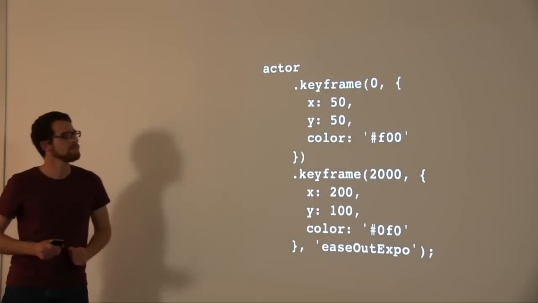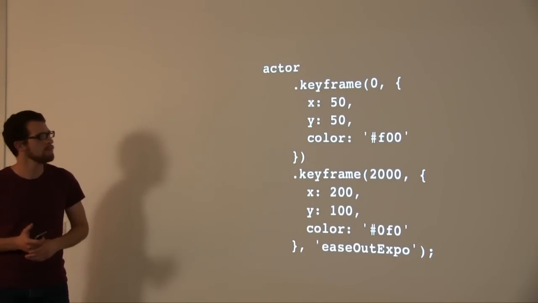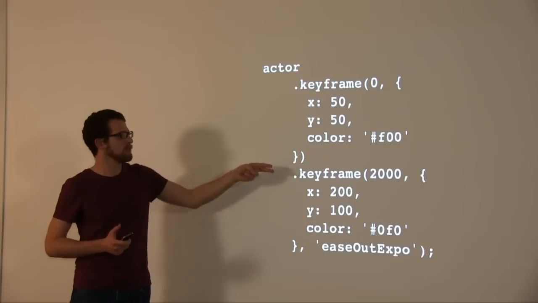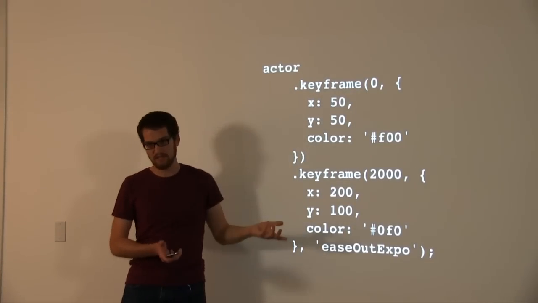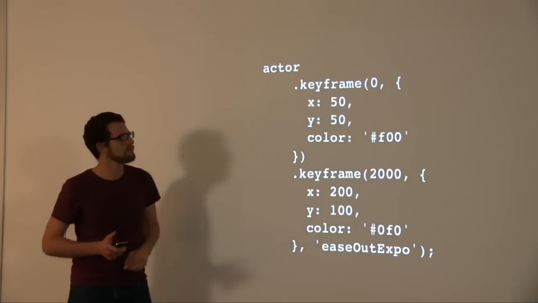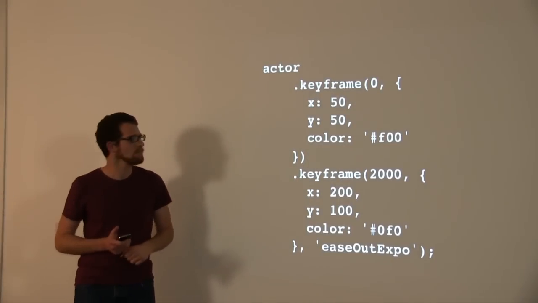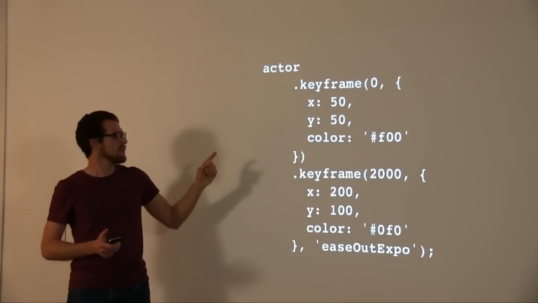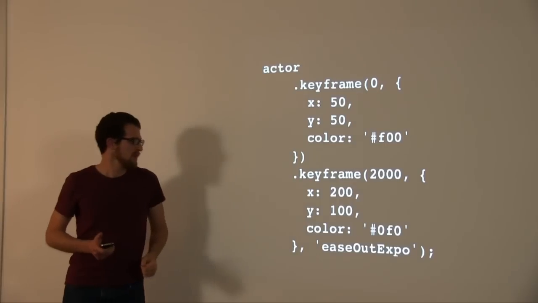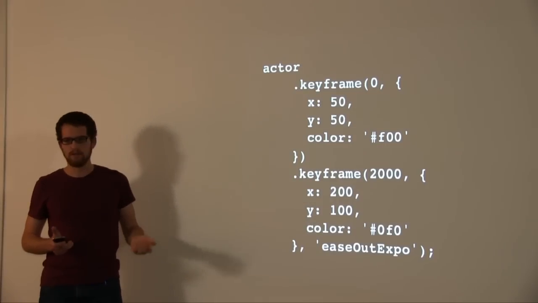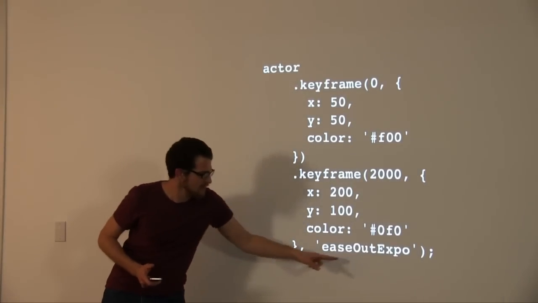Here's the fun part. Now that we've got our actor and we put it in the animation, we want to define some keyframes for it. For this, we're just going to have a one-step animation. We're going to start with keyframe 0. Keyframe 0 means it starts at millisecond 0, the beginning of the animation. We're going to give it an X and Y of 50 and a color of red. Then we're going to place a keyframe at 2000, 2 seconds in, and give it an X of 200 and a Y of 100 and a color of green. The last part here is where we define our easing formula.